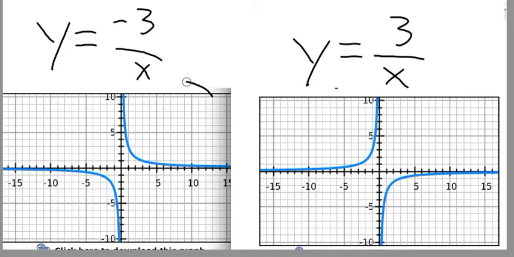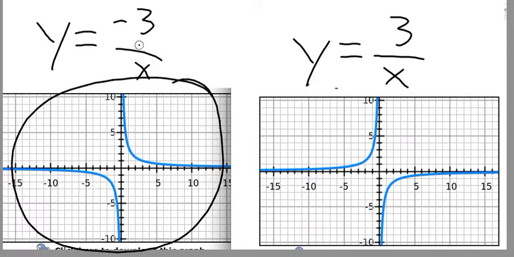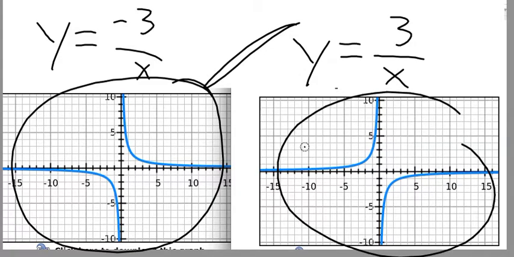Here the key to remember is this is the original version of an inverse function, and this is what upside down looks like. So just this is 3 over x, or 1 over x, or 5 over x, and then this is the reflection. This is the negative version. So this was a switch situation.